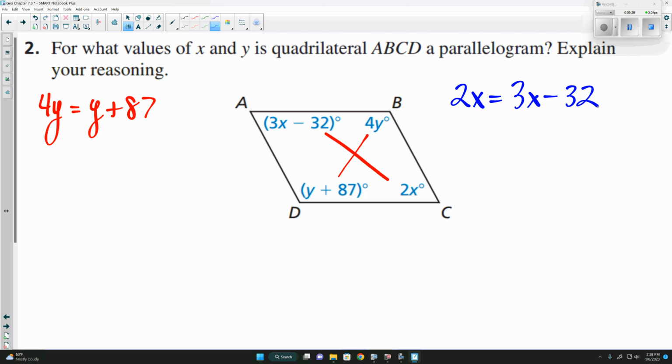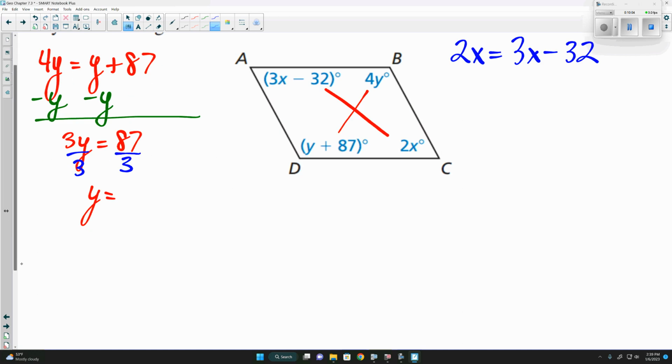Does it matter if we do it backwards? Like 3x minus 32. They're the same thing. So we can solve for y first. The first thing we can do is subtract y from both sides, telling us that 3y is equal to 87. Then we can divide by 3, telling us y is 29.